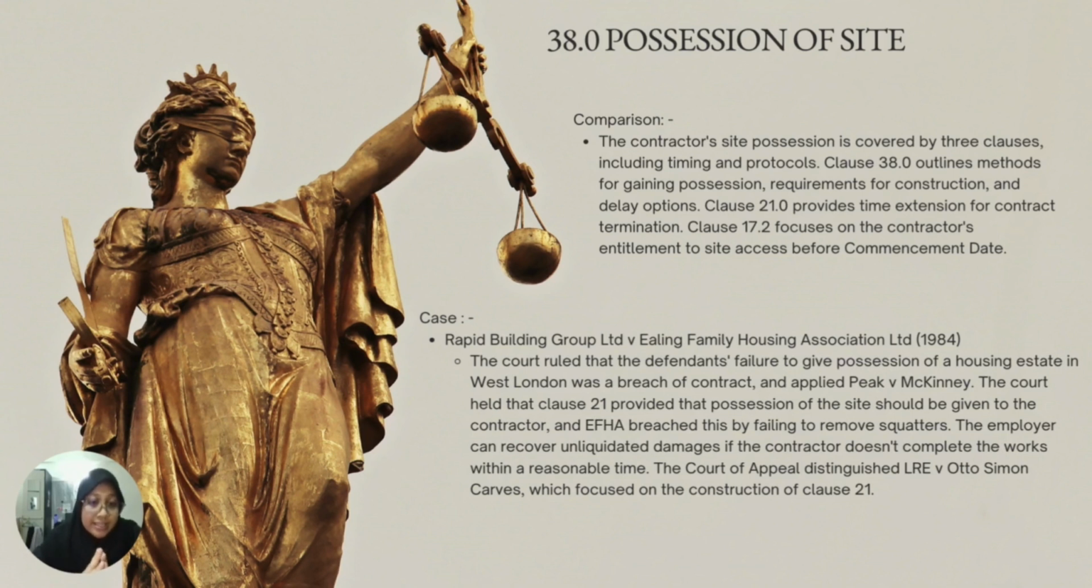The case I took is Rapid Building Group versus Ewing Family Housing Association. The court ruled that the defendant's failure to give possession of a housing estate in West London was a breach of contract and applied Peake versus McKinney to its case. The court held that Clause 21 provided that possession of the site should be given to the contractor, and EFHA breached this by failing to remove squatters.